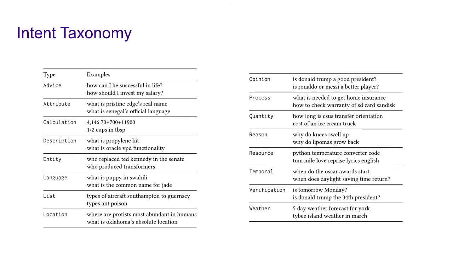In our case, after the revision phase, we obtained a final intent taxonomy which contains 14 different categories. These are advice, attribute, calculation, description, entity, language, list, location, opinion, process, quantity, reason, resource, temporal, verification, and whether. You may refer to the paper for a description of these intent categories.